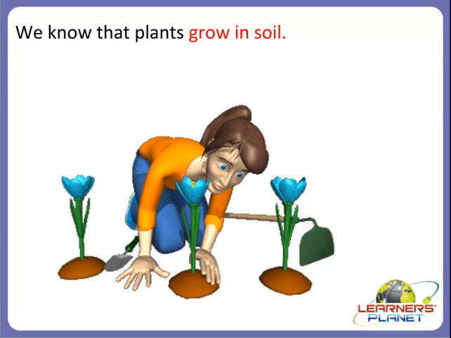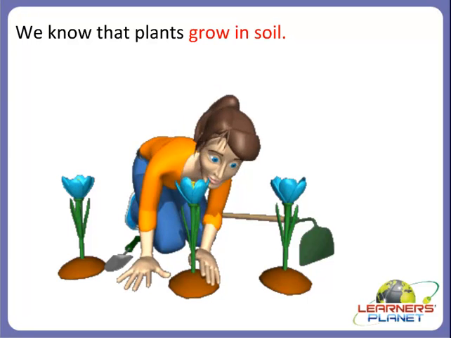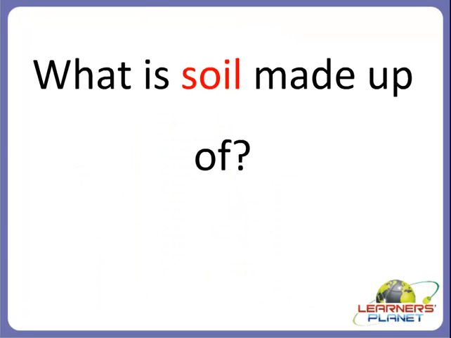Children, since plants give us oxygen and food, soil is very important for life on earth, right? So always remember that plants give us oxygen and food, and so soil is very important for the life on earth. So children, what is actually soil made up of?